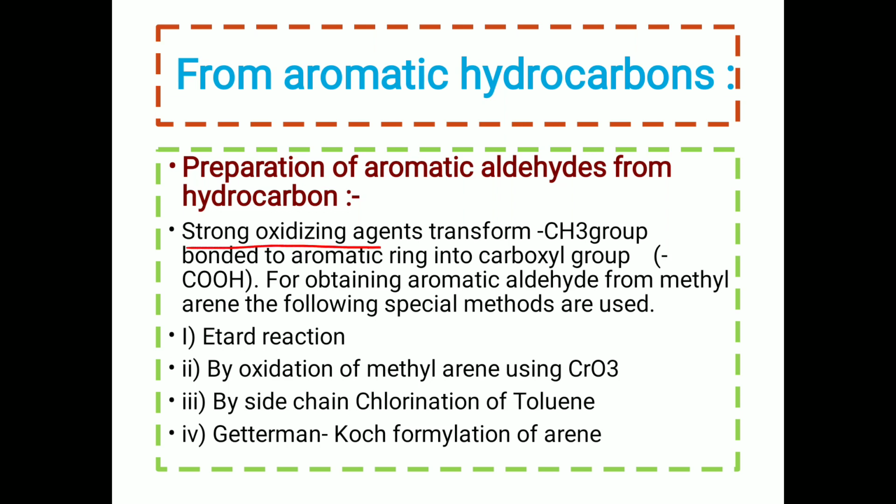The strong oxidizing agents transform the methyl group, that is the CH3 group, bonded to the aromatic ring into a carboxylic group, that is COOH. For obtaining the aromatic aldehydes from methyl arenes like toluene, the following special methods are used, and there we have studied four methods. First one is the Etard reaction, second one is the oxidation of methyl arene using CrO3, third one is the side chain chlorination of toluene, and fourth one is the Gattermann-Koch formylation of the arene. So now let us study one by one in detail.